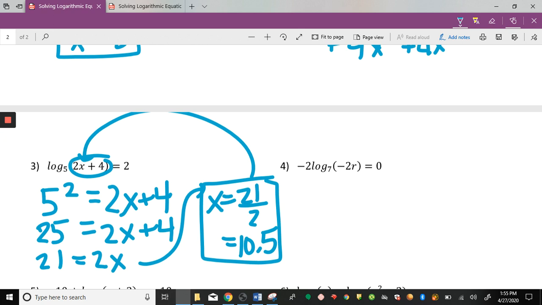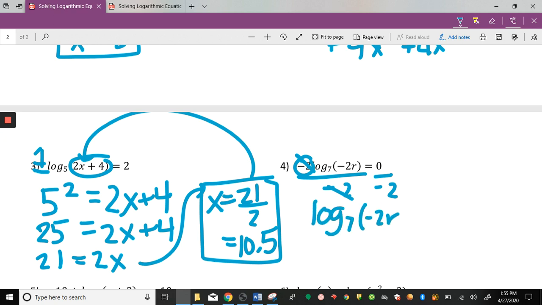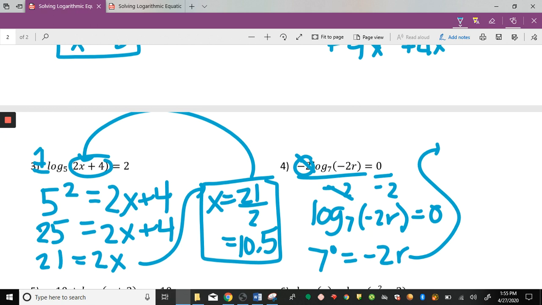So the difference here is there was only a 1 out front, technically. Like if you had to put a number there, there'd just be a 1. But this time there's a negative out front. So instead of making that a power, using the power property, we can just divide both sides by any number multiplied, as long as you do it to the other side as well. That gives me log base 7 of negative 2r equals 0. Then change it to exponential. So 7 to the 0 equals negative 2r. Any number to the 0 power is 1. And divide, you get r equals negative 1/2.